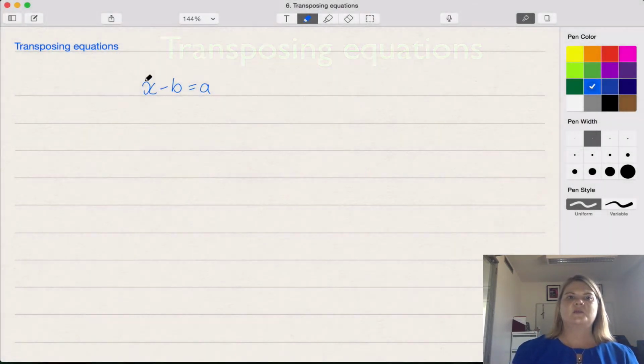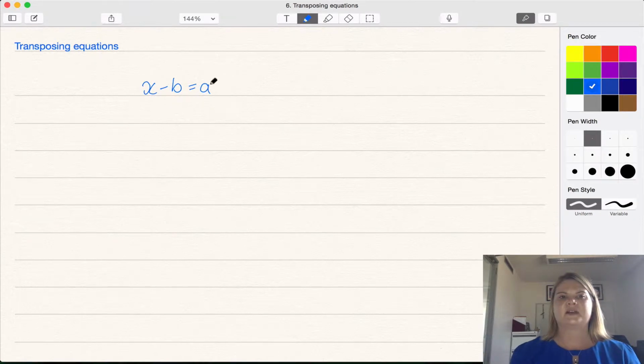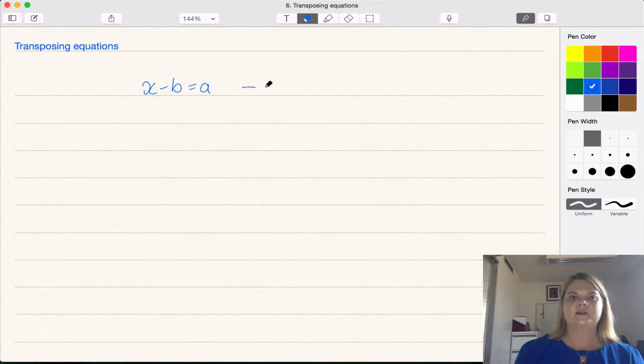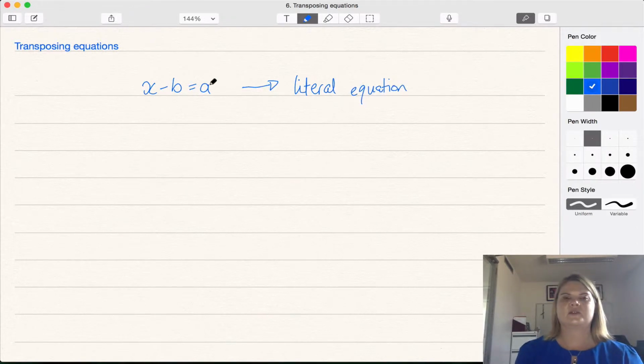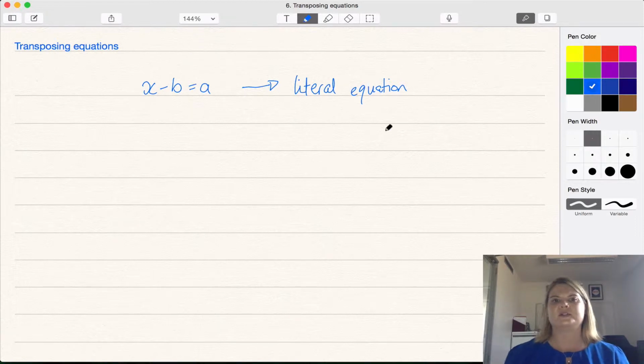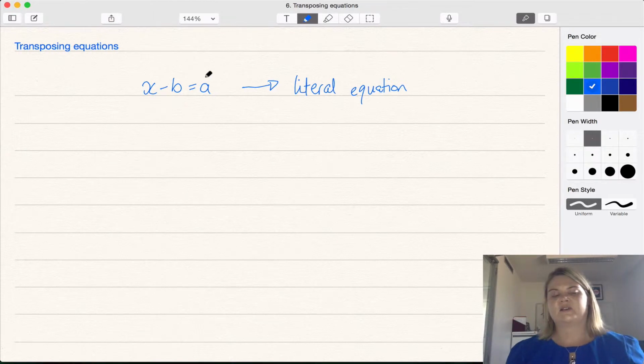So the type of question you're going to get is something like this that has lots of different letters in it. And this type of equation is called a literal equation, because it has more than two unknowns in it. And you can substitute A's, B's and X's in there to get all different numbers.